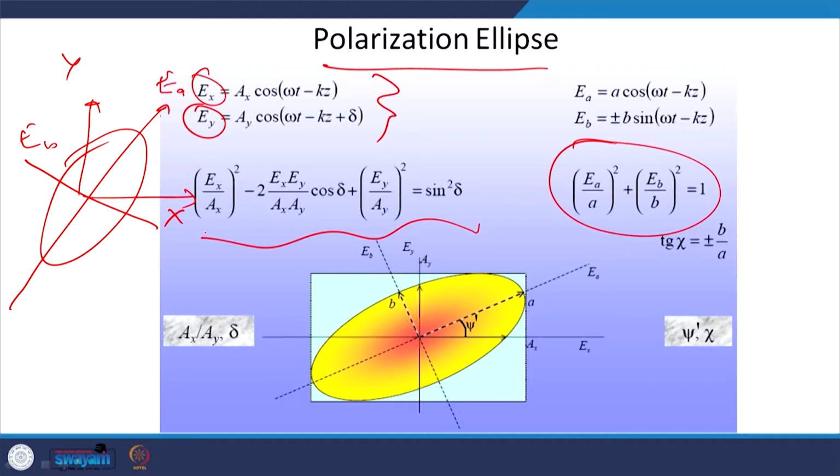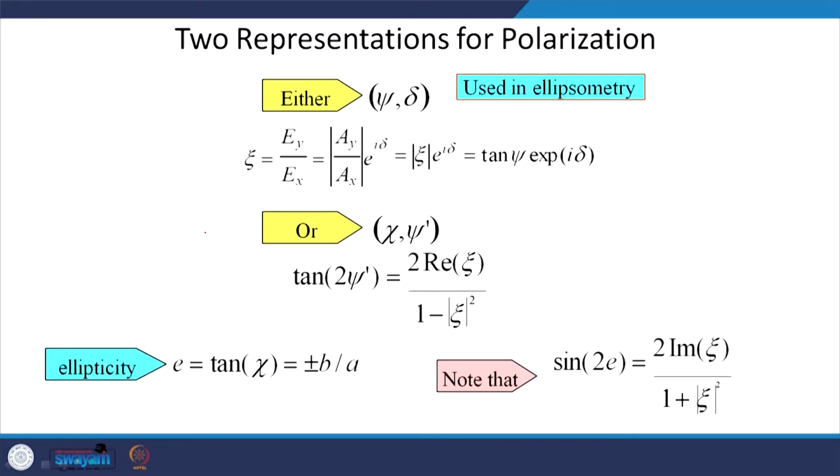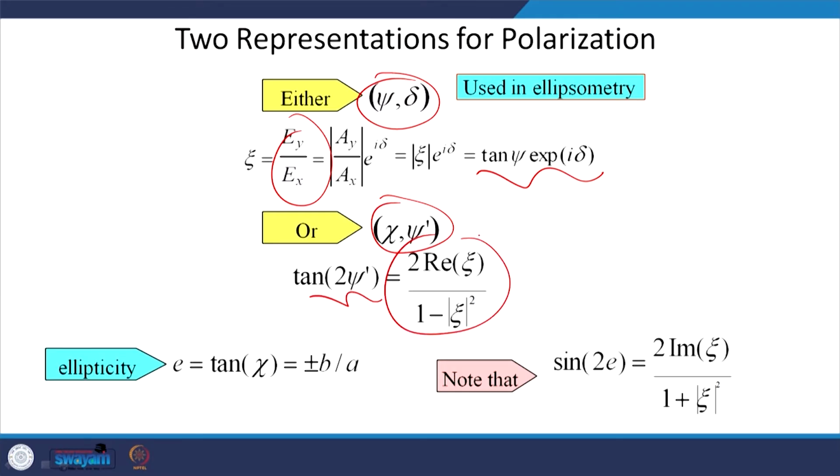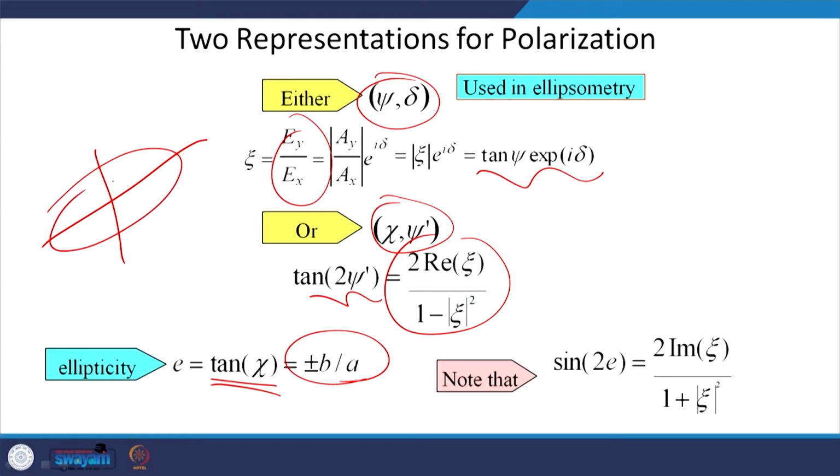So, it is a matter of choice what you choose. There are two representations for polarization. This one is used in ellipse symmetry, where you define xi like this, zeta, and you solve for this, or you have this representation where you take tan 2 psi naught is equal to this, you define the ellipticity equal to tan of psi, this angle that comes from b by a. You remember this when it was ellipse. The minor one is b, major one is a, and you have this ellipse as b by a.